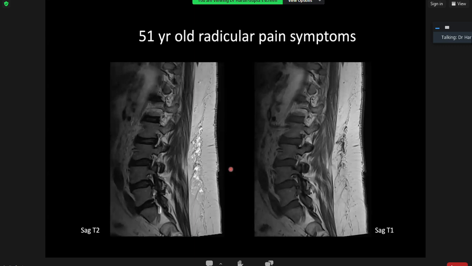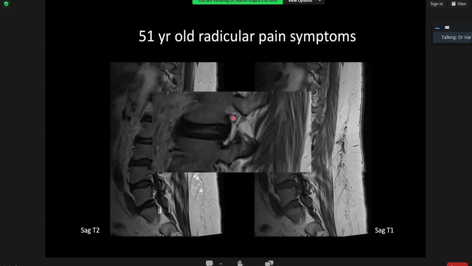So let's look at some examples. This is a 51-year-old patient with radicular pain. In our practice, typically, we do the axial imaging at the lowermost 3 levels in the spine. So it becomes really important, when there is clinical history, to review the higher levels very carefully. If you look at this case here, there is a small foraminal disc protrusion, and that explains the patient's radicular symptoms.